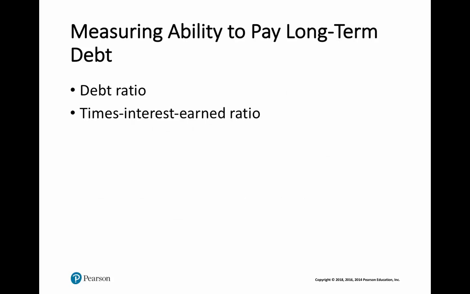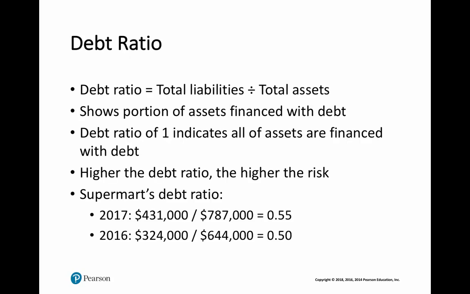Next, we look at measuring our ability to pay our long-term debt. So we have our debt ratio and our times interest earned ratio. Our debt ratio is our total liabilities divided by our total assets. It shows the portion of assets financed with debt. So how much of those assets did we pay for originally with some sort of debt? A debt ratio of 1 indicates that all assets are financed with debt. The higher the debt ratio, the higher the risk.